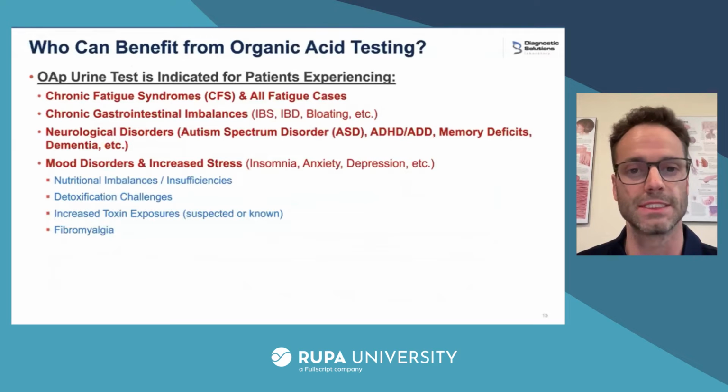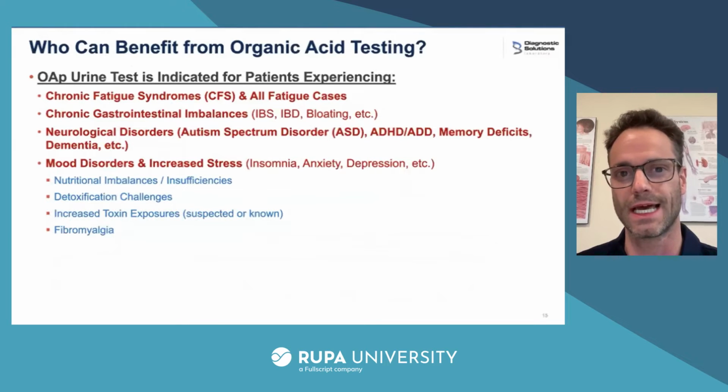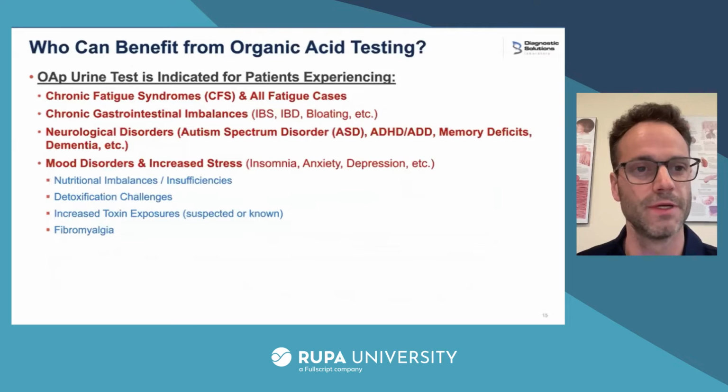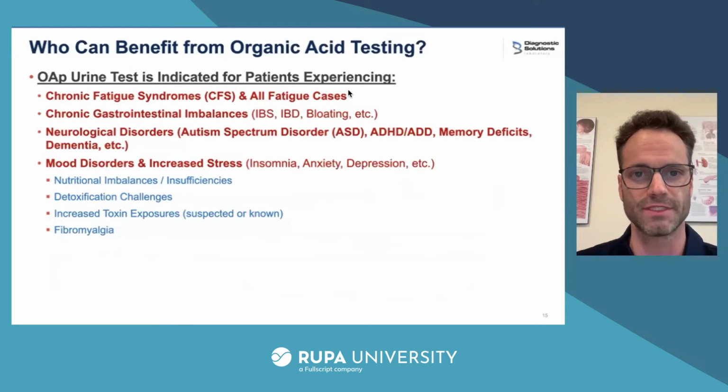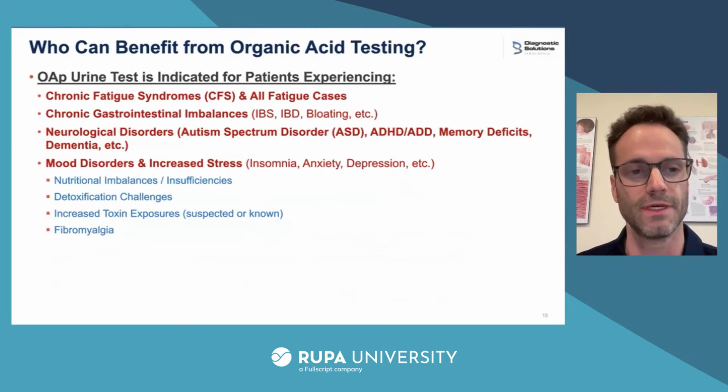I mean, they may already be taking some of these nutrients, but maybe they're not taking active forms, right? So who can benefit from organic acid urine testing? I already mentioned chronic fatigue syndrome. I mean, that is for me, and probably most of the people I know in this community in North America of functional medicine, integrative natural medicine, chronic fatigue syndrome.